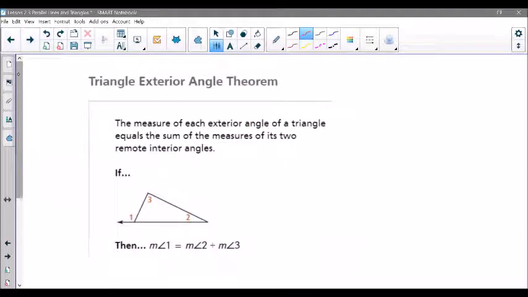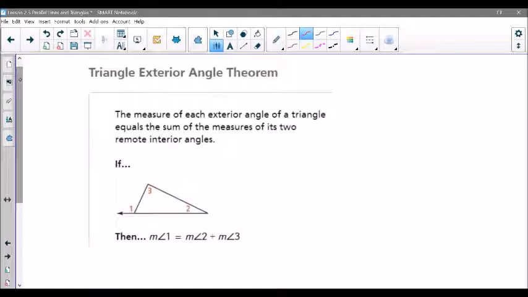Oh, there's another one. I forgot about this one. Triangle exterior angle theorem. All right, so the measure of each exterior angle in a triangle equals the sum of the measures of its two remote interior angles. So here's a keyword: remote interior angles. All right, so what that means, that sounds fancy, but here's all it means.